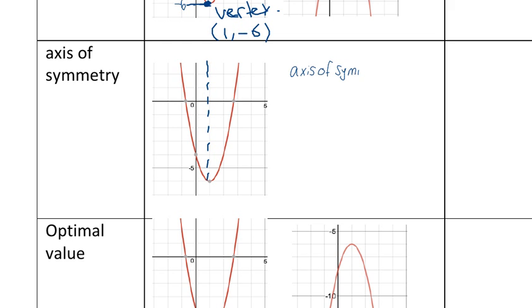X equals 1. You see that "X equals" is very important. If you write just 1, if you write axis of symmetry 1, you lose half a mark, half of the mark that is assigned to this. You must include "X equals."